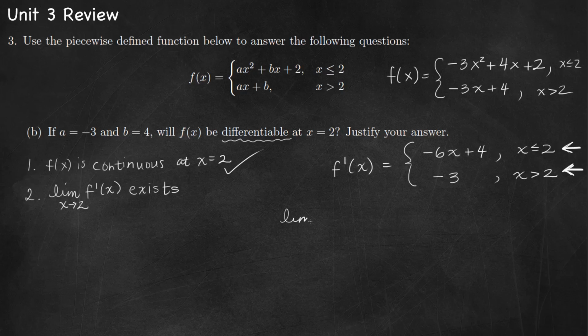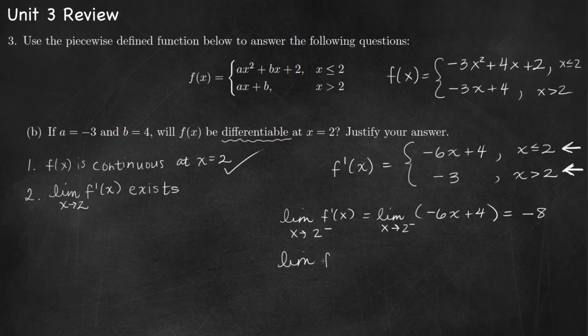Let's take the limit of f prime of x as x approaches 2 from the left. Okay, there we're in the top piece of our piecewise function. We're approaching 2 from the left of negative 6x plus 4, and we're going to evaluate that limit using substitution. I substitute 2 in for my x, so I get negative 6 times 2 is negative 12 plus 4 is negative 8.